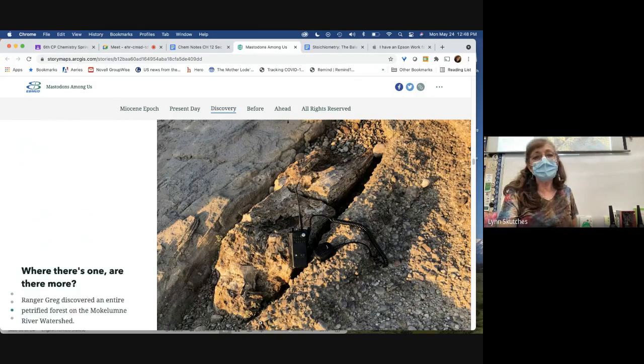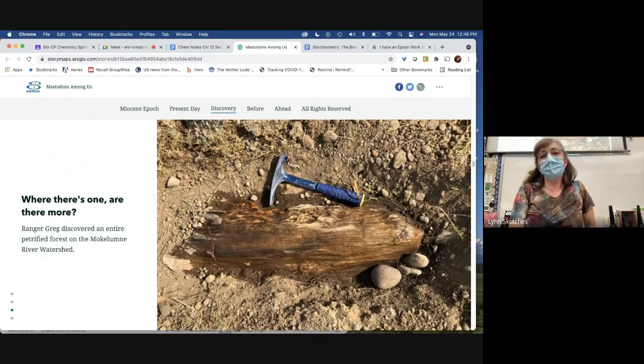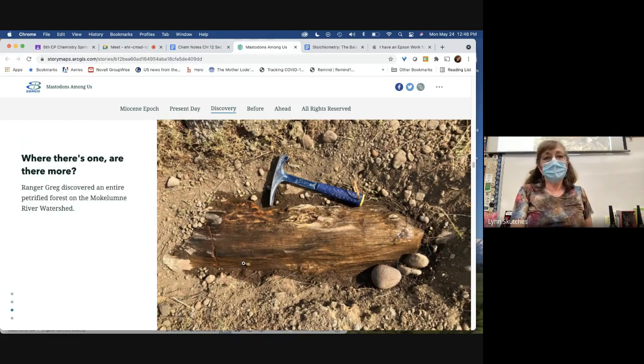Okay. And this one's a little more obvious. It looks like a log laying there with his rock hammer. But it's rock. It's not a log. And yeah, it's very cool. I love this stuff. I mean, it's like my little geeky part of me.